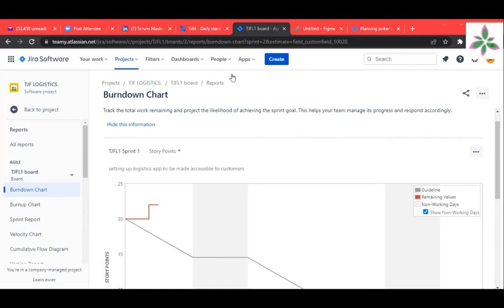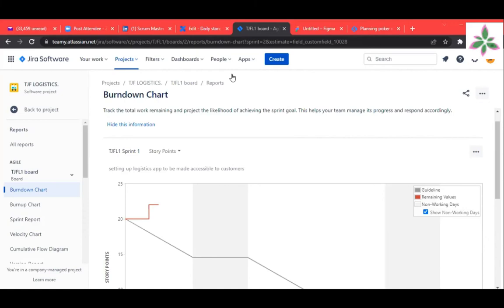I'll ask a quick question now. On the slope, if you have your red line above the slope, what does it mean? Are you talking about the ideal line? Yes, I'm talking about how to interpret a burn down. When you have your red line above the ideal line, the guideline, what does it mean?